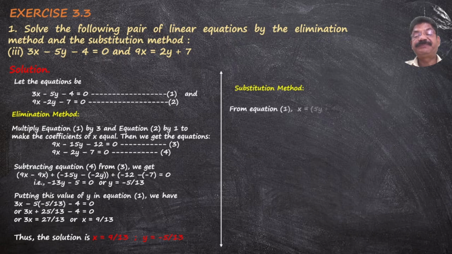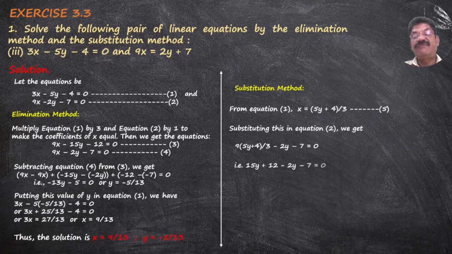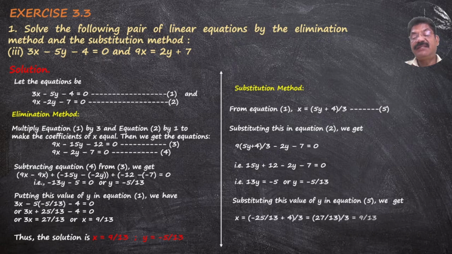Let us see how. From equation 1, what is x? X is equal to 5y plus 4 divided by 3. Substitute this value of x in equation 2, then we get 9 into 5y plus 4 divided by 3 minus 2y minus 7 is equal to 0. When you simplify, you get y is equal to minus 5 by 13. Putting this value of y in equation 5, we get x is equal to 9 by 13. Hence, the solution is x equal to 9 by 13, y is equal to minus 5 by 13.